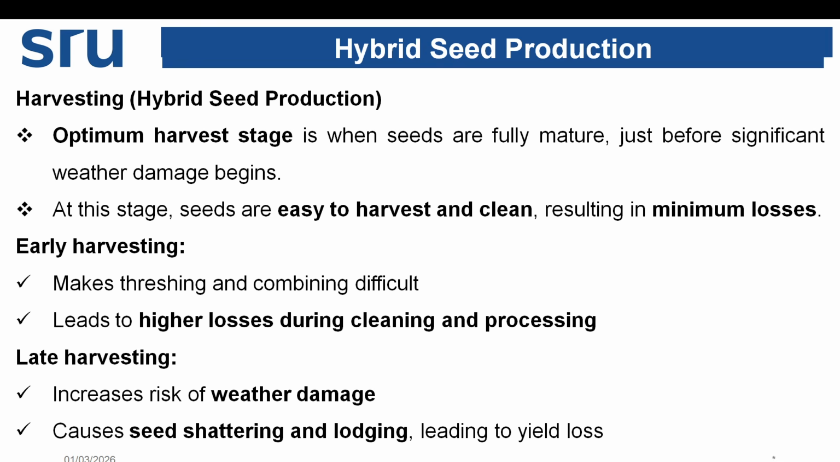Our last point in this hybrid seed production, that is harvesting. Optimum harvest stage is when the seeds are fully mature, just before significant weather damage begins. So at this stage, seeds are easy to harvest and clean, resulting in minimum losses. Early harvesting will make the threshing and combining difficult, so it leads to high losses during cleaning and processing. Late harvesting will increase the risk of weather damage and it will cause seed shattering and lodging. Again, ultimately it will lead to yield loss.